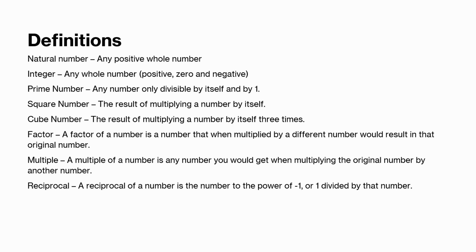A reciprocal of a number is the number to the power of negative 1, or 1 divided by that number. So the reciprocal of 2 would be 1 over 2, or 1/2. The reciprocal of 3 would be 1 over 3, or 1/3.